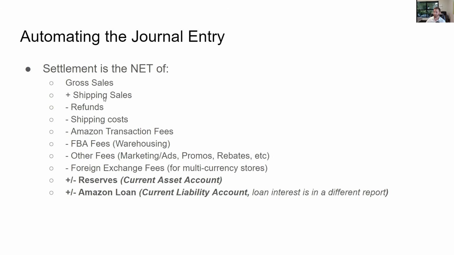So as we begin, we will go through what Hector discussed. At the beginning, Hector had a slide here of automating the journal entries. So a settlement is net of gross sales, shipping, refunds, shipping cost. We have Amazon transaction fees, we have FBA fees, and we have other fees, which is marketing, the foreign exchange, then we have reserves, and then we have the Amazon loan. So let's dive into all this.